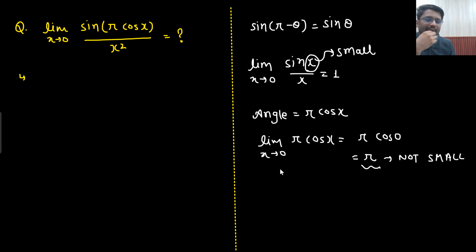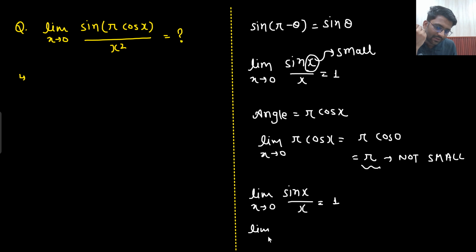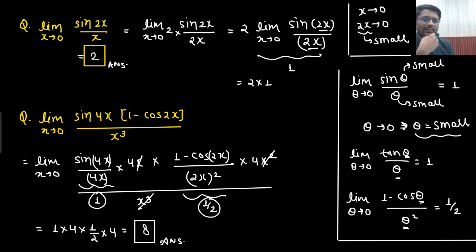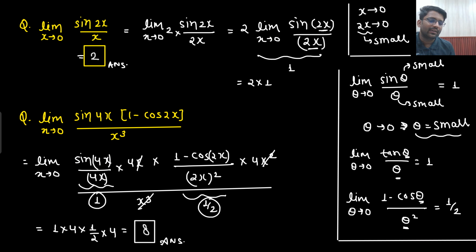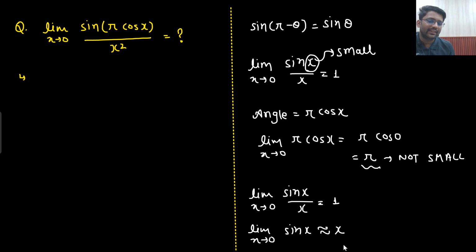And if the angle is small, basically limit x tending to 0 sin x by x could be written as 1. What does that mean? If your angle is small, then your sin x could be written as x only. See this diagram. If your angle is small, then sin x is nearly equal to x. Although it is less than x, we know, but it is nearly equal to x only. So if your angle is very small, then sin x could be written as x only.